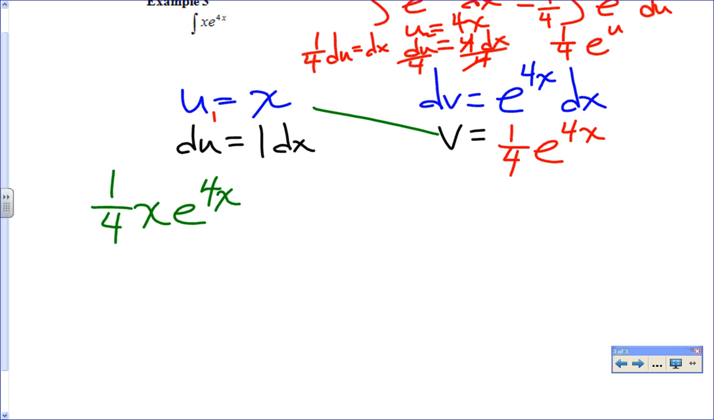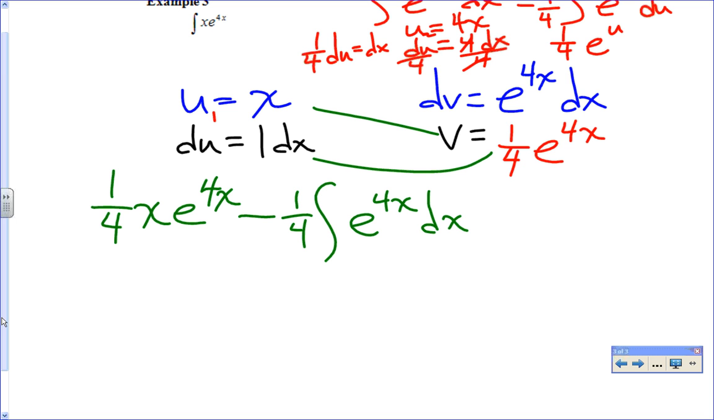That got out, and then the other part is this. So minus, right? It's always minus in there. I'm going to put the 1/4 out front again. You do not have to do that. If you're more comfortable leaving it inside the integral, that's fine. And then basically e to the 4x dx. What do you think? Did we make a good choice?